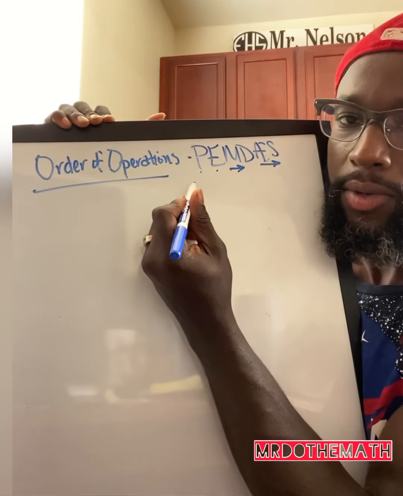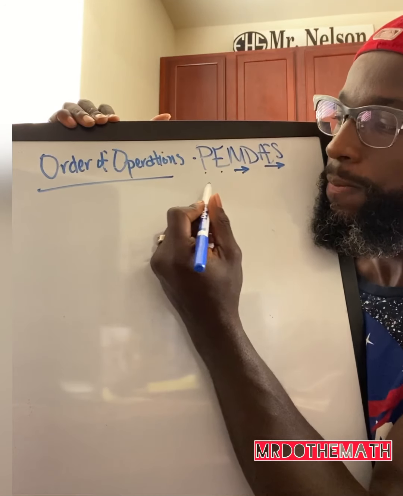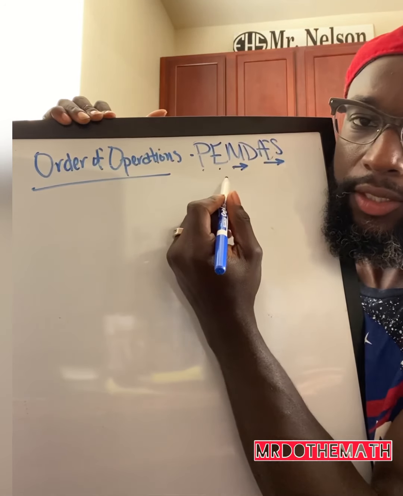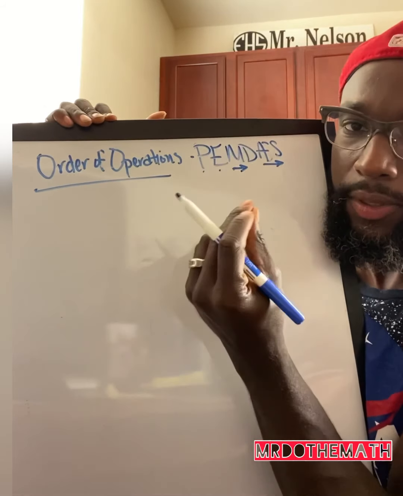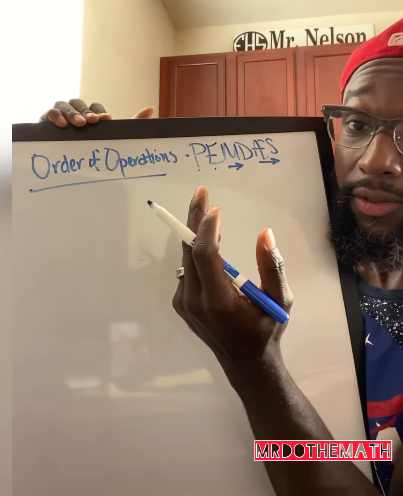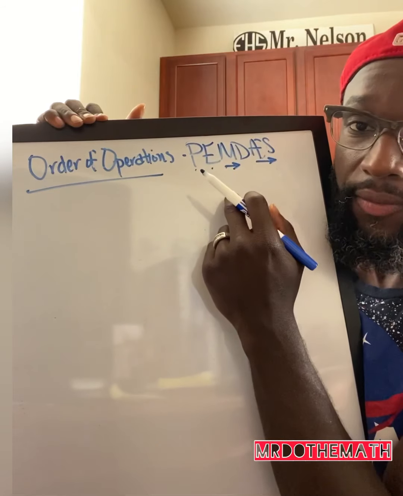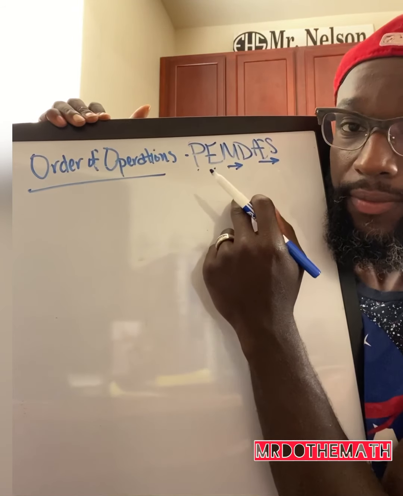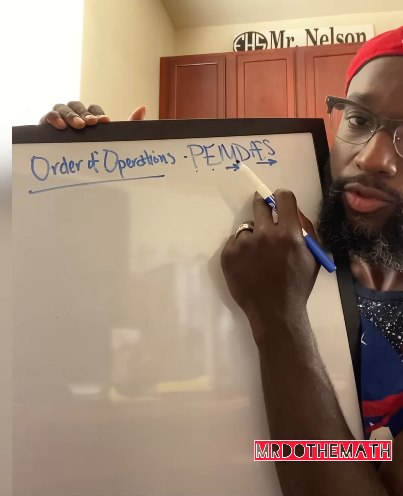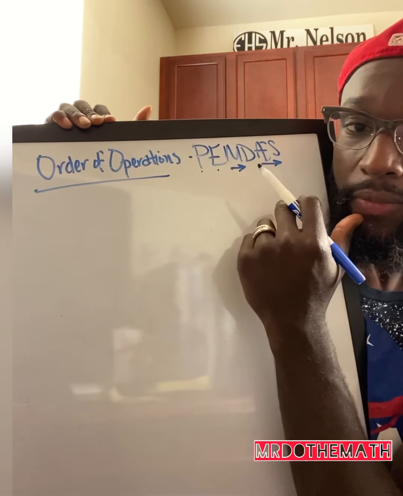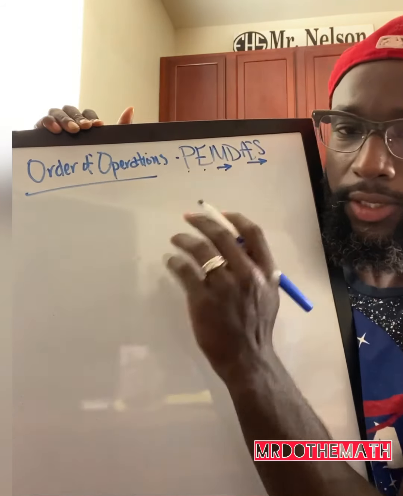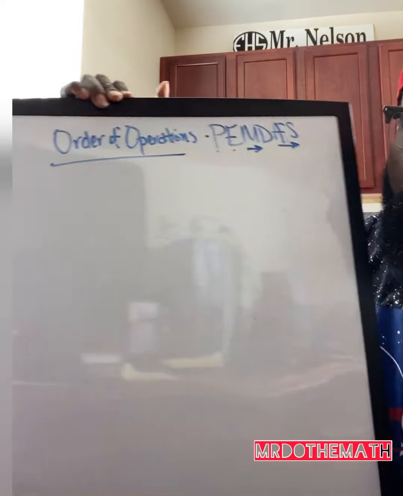So you work out the problems within parentheses first. Then you work out any exponents or radicals if they're present, and then from there you multiply, divide in order from left to right, and then you add or subtract in order from left to right. Okay, so without further ado, let's get to working some out. Let's do some math.